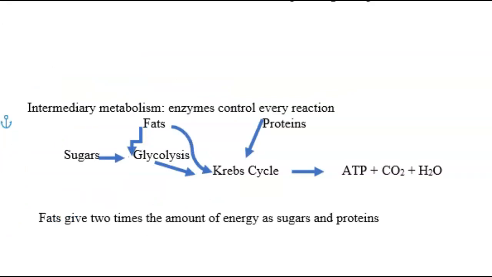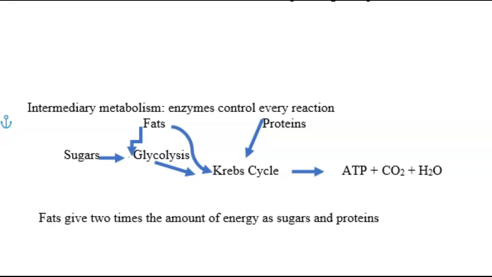So sugars, fats, and proteins can all be used in aerobic respiration to make ATP. Again, because the fats are stored without water, they can give twice the amount of energy. Twice the amount of ATP can be produced from the fats. Alright, so this is catabolism.